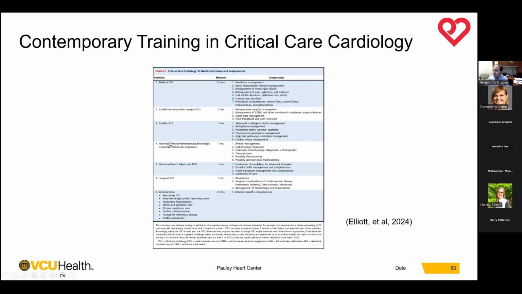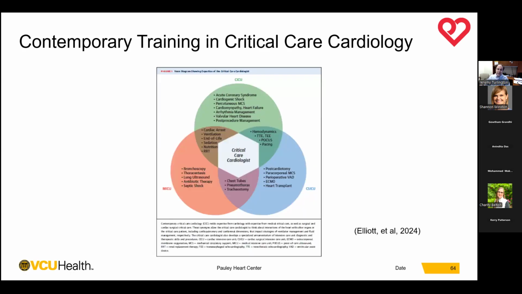And then there's going to be other needs for potential advanced heart failure, other procedures, mainly airway, intubation, bronchoscopy, et cetera, et cetera. But then other elective time, including, like I talk about ethics and palliative care, ECMO cannulation. I did a little bit of that. And then maybe some talk about transplant or infectious disease issues. And in the end, this is probably the slide that I want to bring up. This is what a contemporary critical care cardiologist should look like.